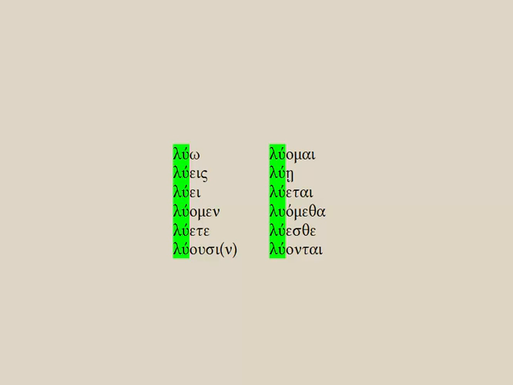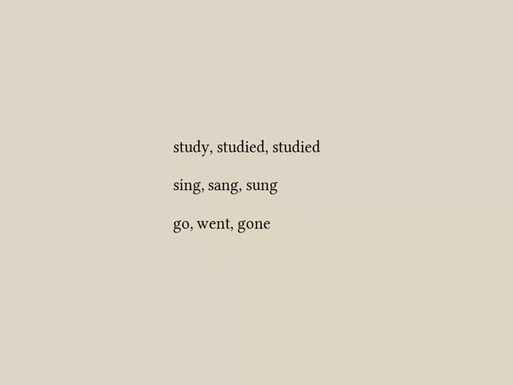Recall that Greek verbs, like English verbs, have several principal parts for forming the various tense forms. English has 3 principal parts, and some verbs use the same root for all their forms. For example, to study. So you have study, studied, and studied. Other verbs use a modified root, like sing, sang, sung, and other verbs use more than one root, such as to go. So we have go, went, and gone.